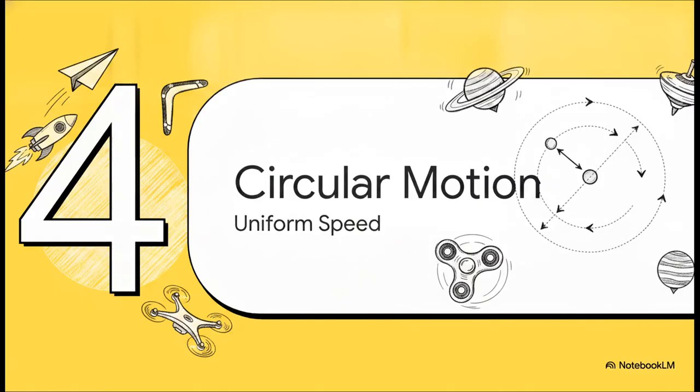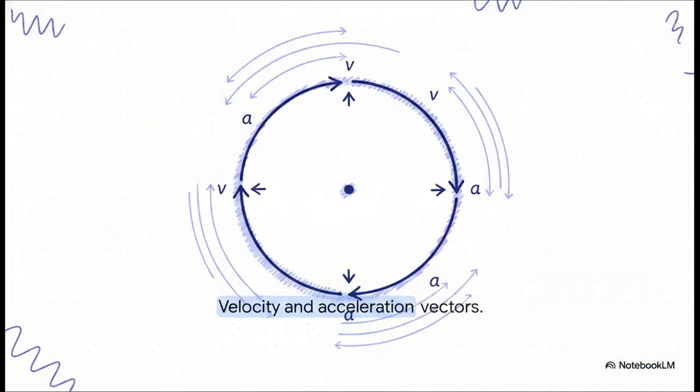Now let's transition from flying objects to spinning objects. Section 4, uniform circular motion. Take a really close look at the vectors in this circular diagram. When an object follows a circular path at a constant, uniform speed, something that feels a bit like a trick question happens. You might look at this and think, hey, the speed is constant, so there's no acceleration, right? Actually, no. Wrong. Remember, velocity is a vector.